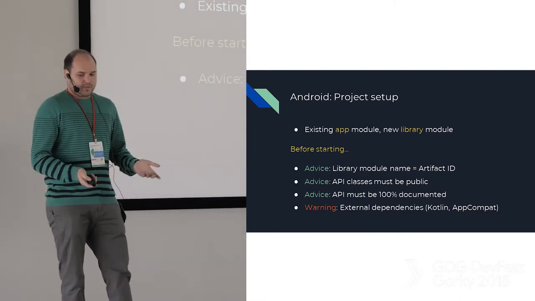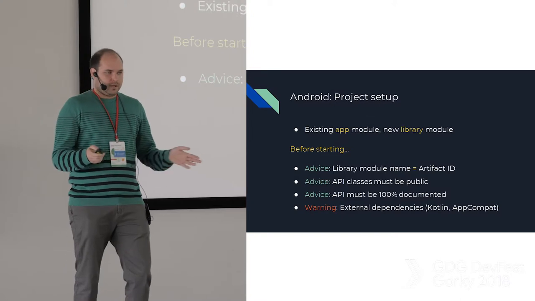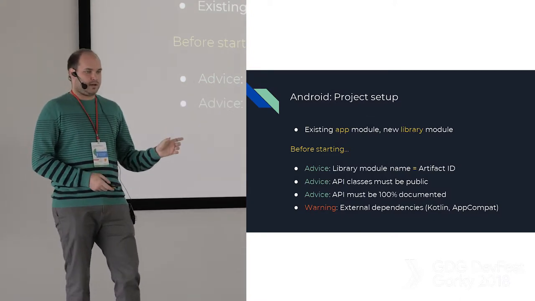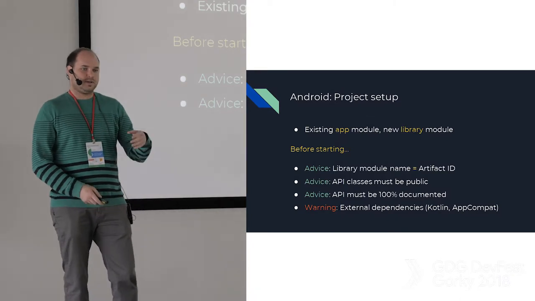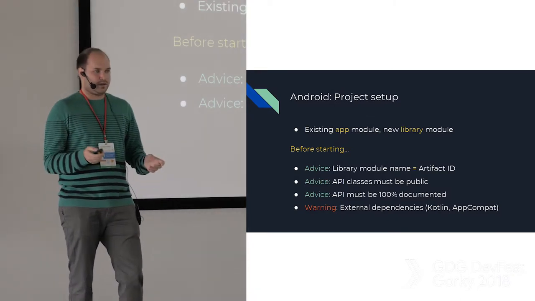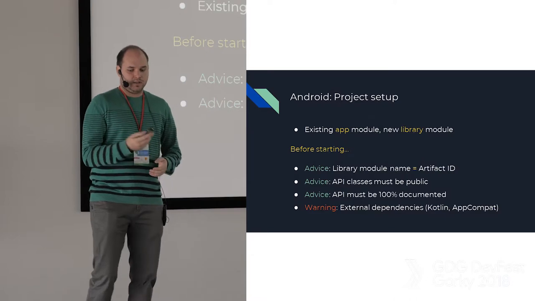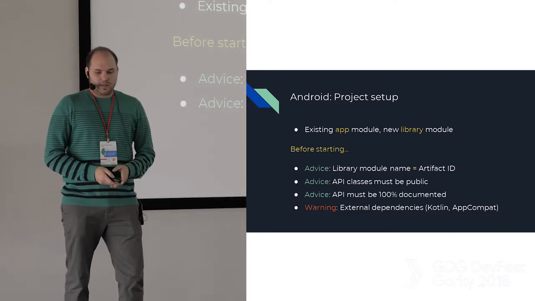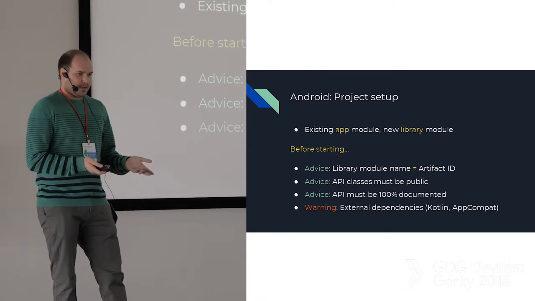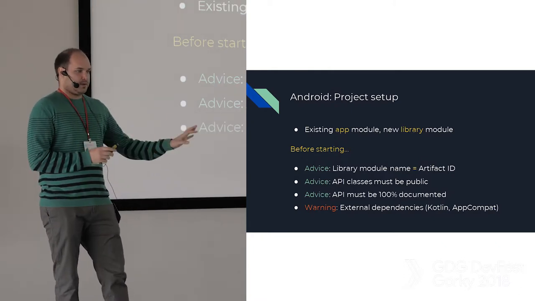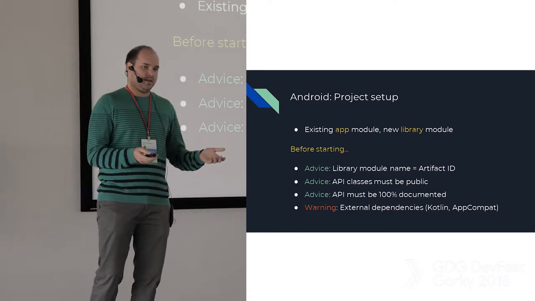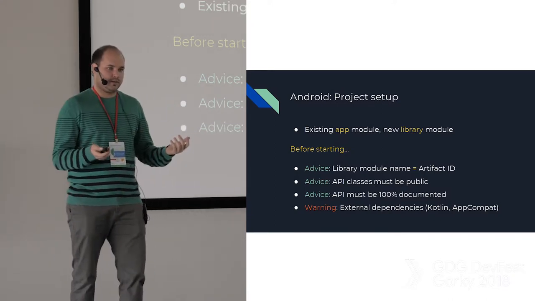And before starting, it's a good practice to have the library module the same as your artifact ID. So if your library is Red Spinner, it's nice to have the library module also called Red Spinner. All API classes must be public. Everything you want people to use, don't forget to add public in front of it, because they'll import the library and they won't be able to use it, which is really annoying.